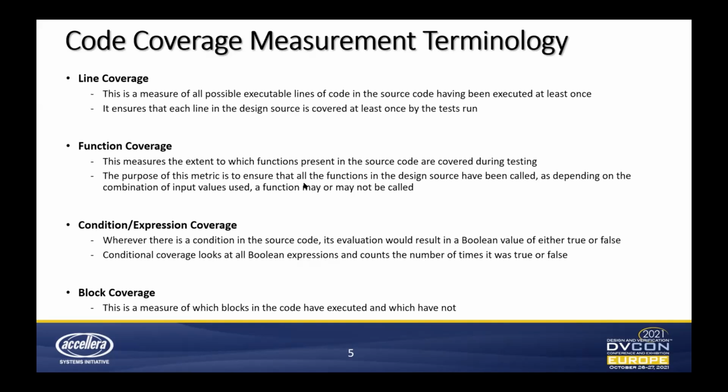The third is condition or expression coverage. Whenever there is a condition in the source code, its evaluation would result in a Boolean value of either true or false. Conditional coverage looks at all Boolean expressions and counts the number of times each was either true or false. The fourth metric is block coverage, and this is a measure of which blocks in the code have been executed and which have not.